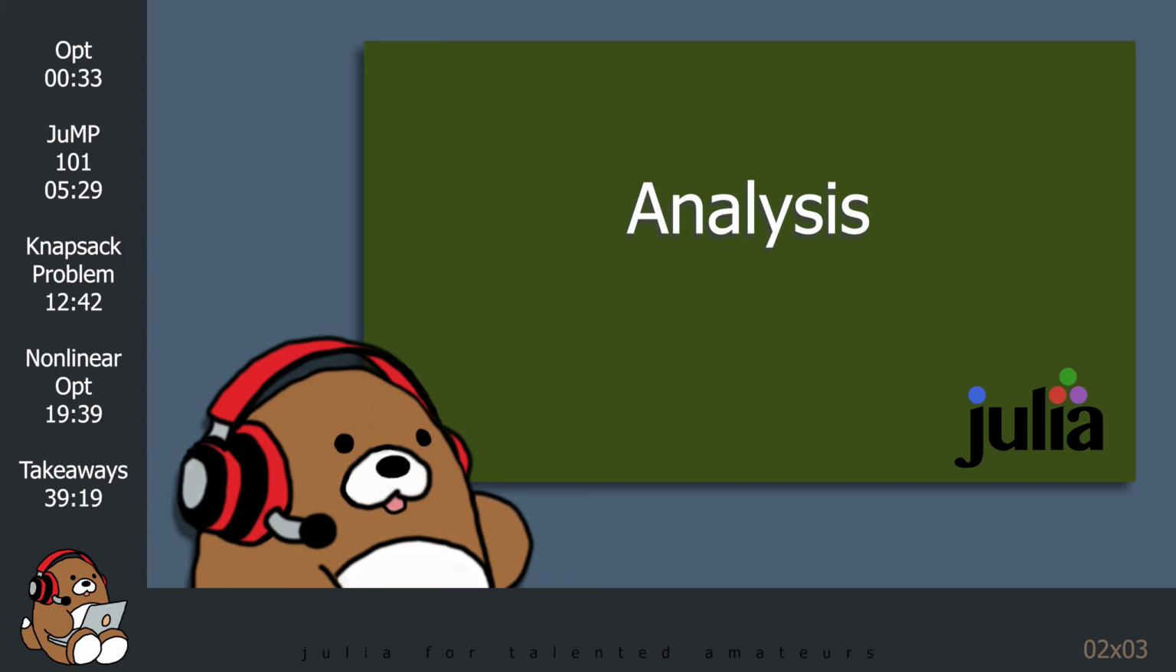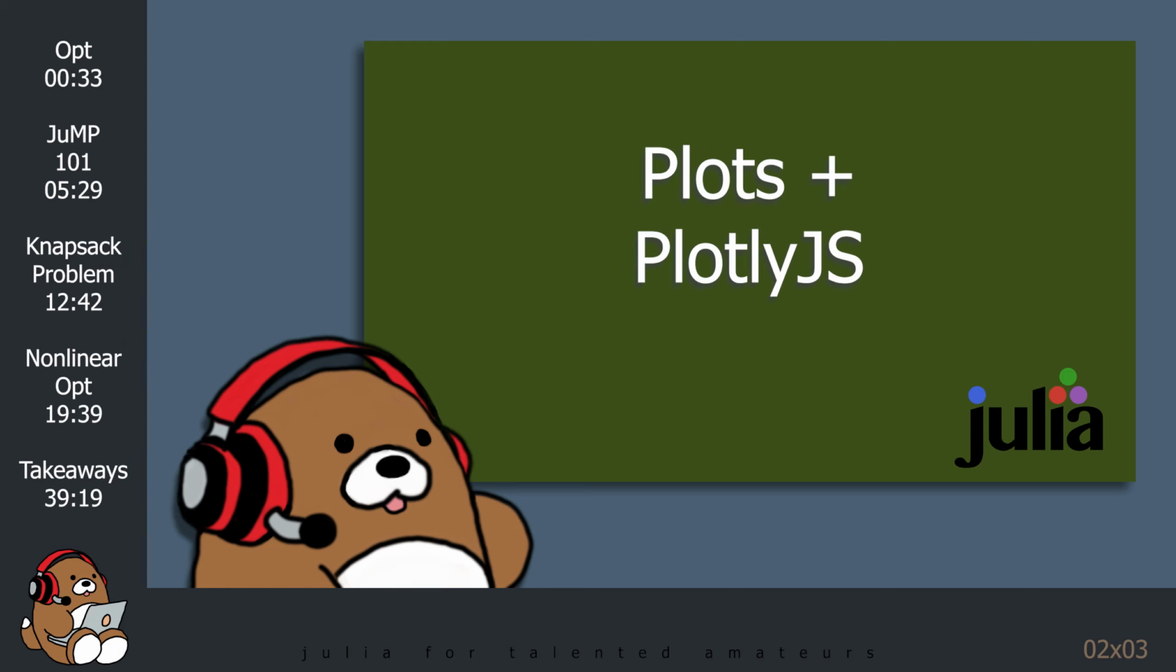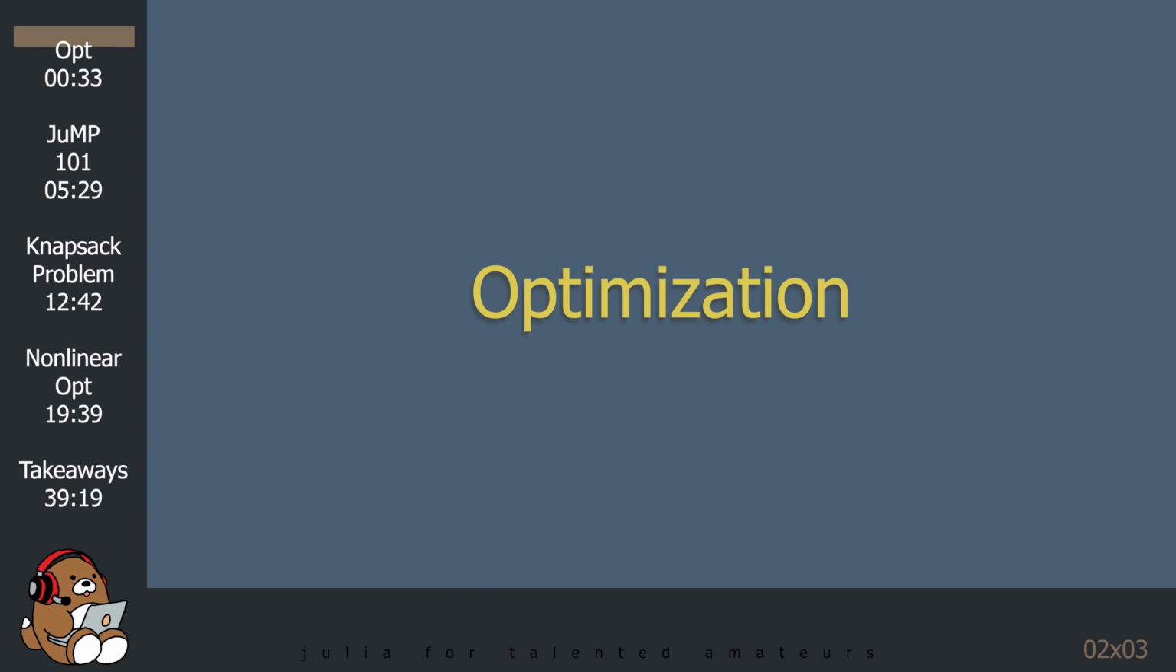Last week, we got an overview of analysis. After that, we looked at some real-world business applications. Along the way, we added to our visualization toolkit by learning how to use Makie. Today, we'll learn how to solve optimization problems by using the JuMP package. We'll continue to add to our visualization toolkit by learning how to use the Plotly.js backend to the Plots package.